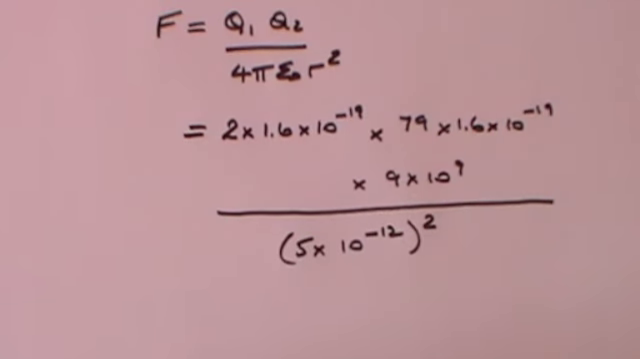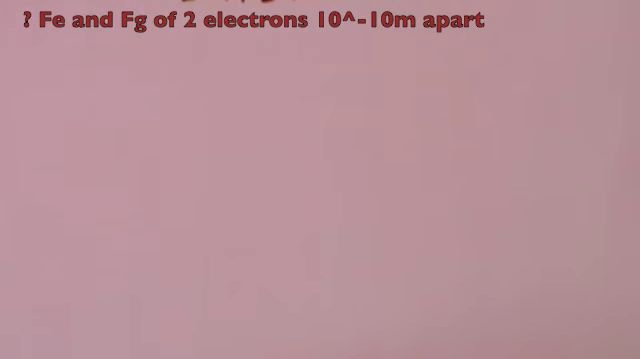And now it's just a case of putting that into the calculator, and that comes to 145 times 10 to the minus 5 newtons. Question 7. We're asked to find the gravitational and electrical forces between two electrons which are 10 to the minus 10 meters apart. That is approximately 1 atom's width apart.